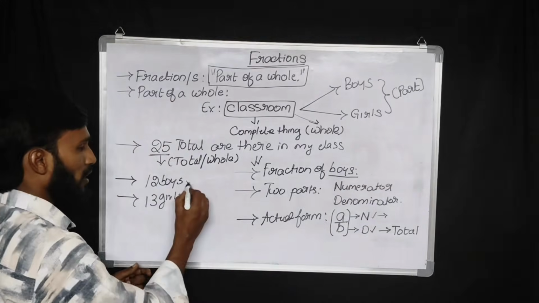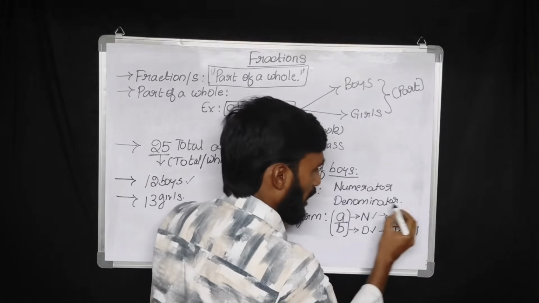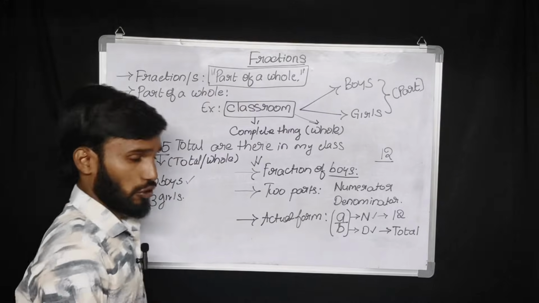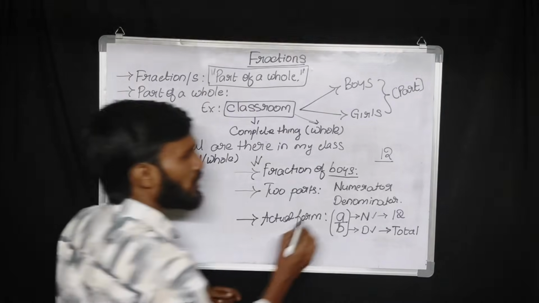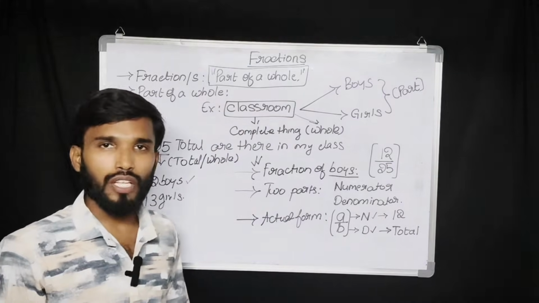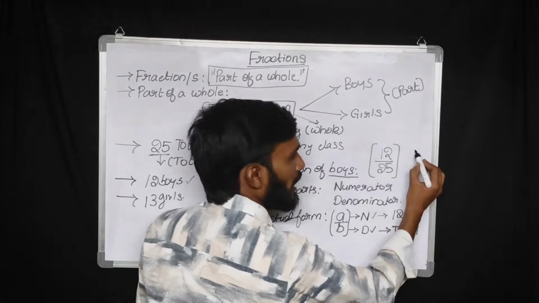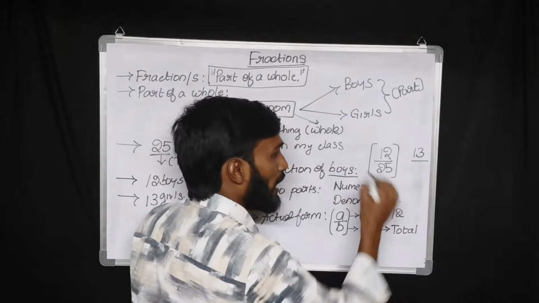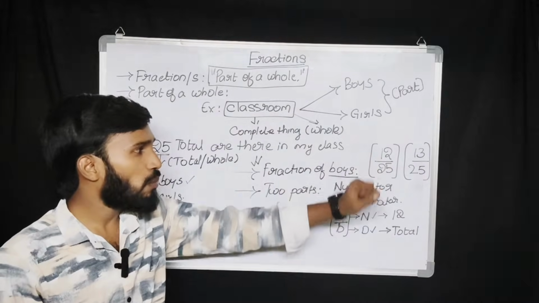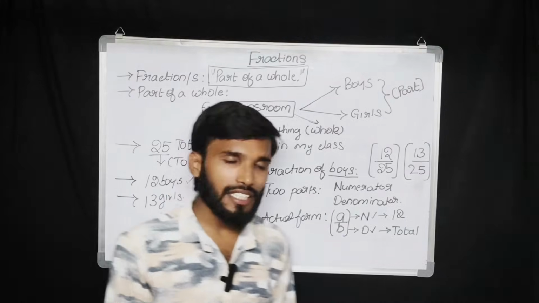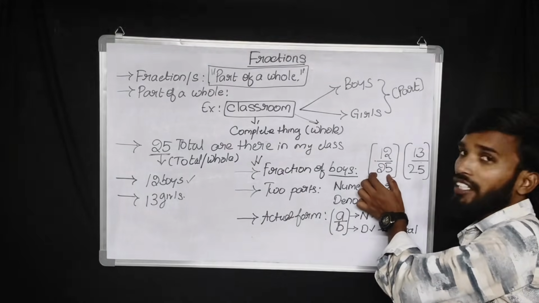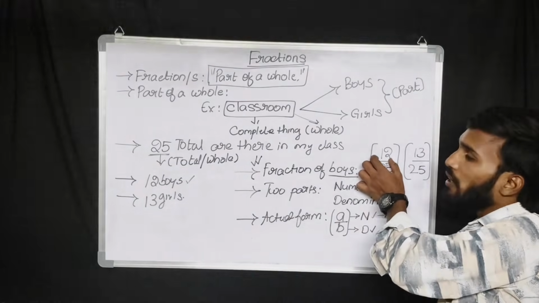How many boys are there in our class? 12. So the numerator is 12 and the denominator is the total, 25 students. So this is the fraction of boys. Now what is the fraction of girls? The number of girls is 13 and total students are 25. This is the fraction of boys and the fraction of girls, part of a whole. Here, this 25 is the whole, the complete thing, and this 12 boys.